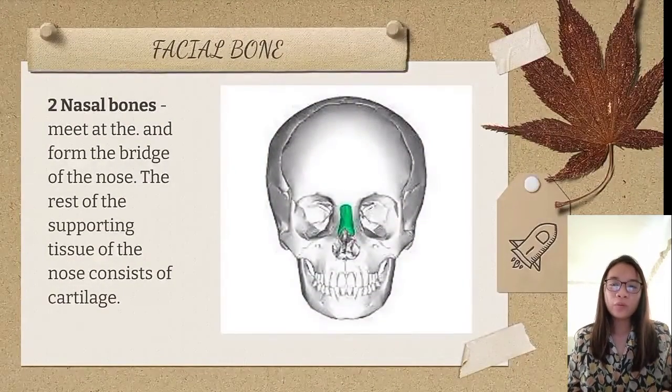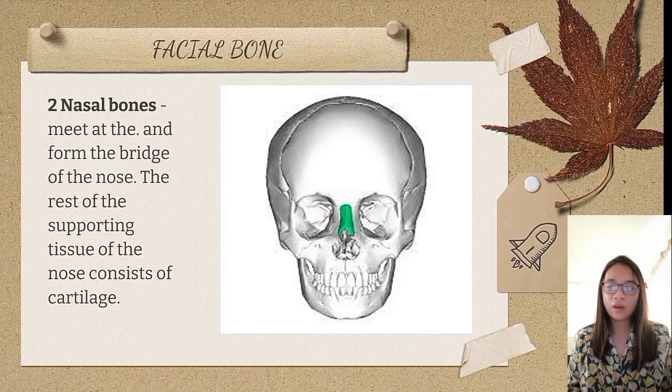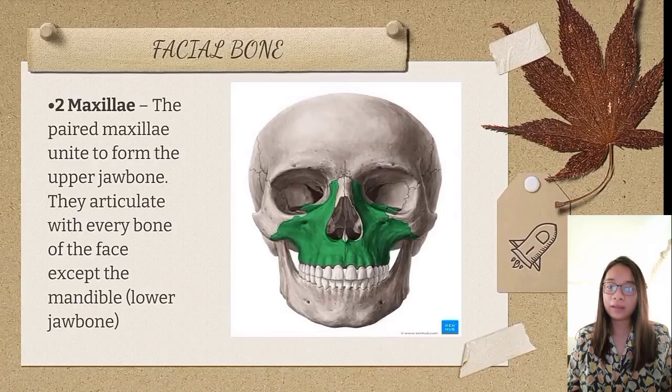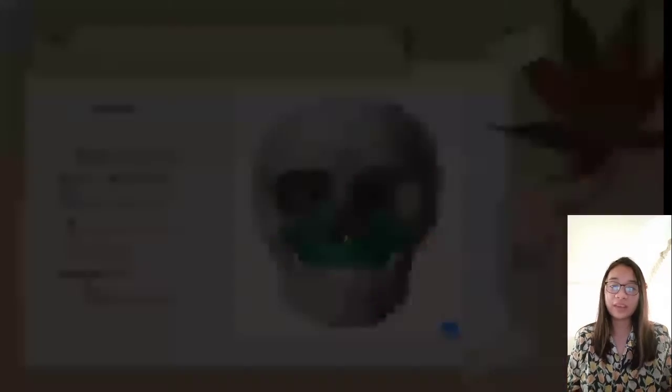The first facial bones that I am going to introduce to you are the 2 nasal bones. These bones meet at the top and form the bridge of the nose. The rest of the supporting tissue of the nose consists of cartilages. Up next are the 2 maxillae. These paired maxillae unite to form the upper jawbone such that they articulate with every bone of the face except the mandible.